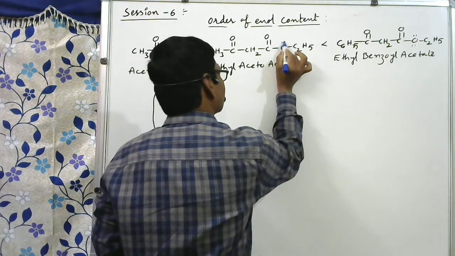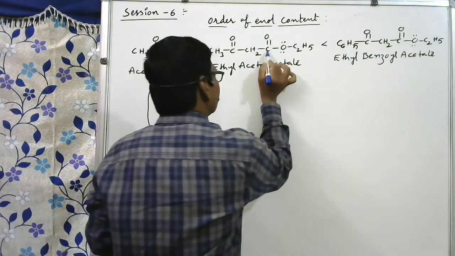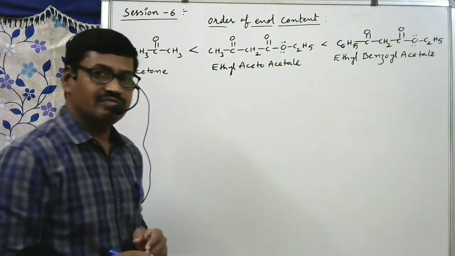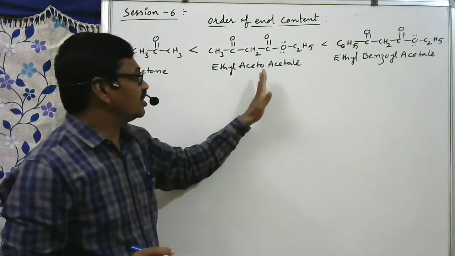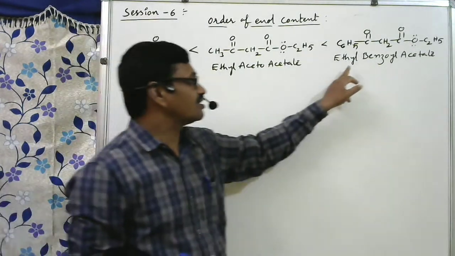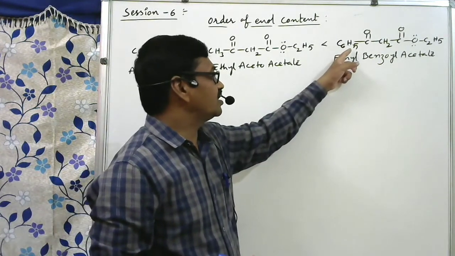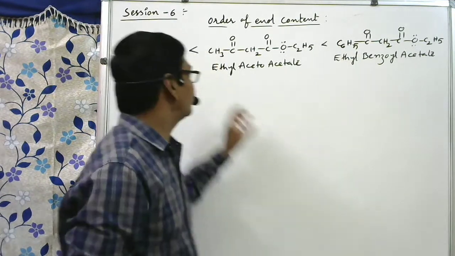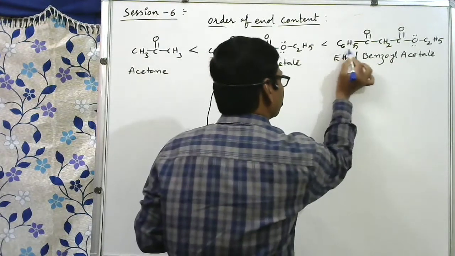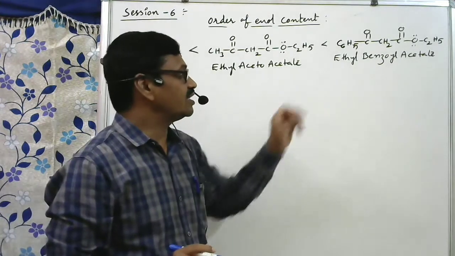Here the resonance effect is stronger compared to hyperconjugation even. Therefore, it can decrease this positive charge on this C double bond O carbon atom. So because of that reason, the enol content of ethyl acetate is less than the enol content of ethyl benzoyl acetate. Why? Because the positive charge is increased by this phenyl group. Here only a methyl group is present. The remaining is the same. Here, due to this benzoyl group, otherwise phenyl group, the enol content increases.